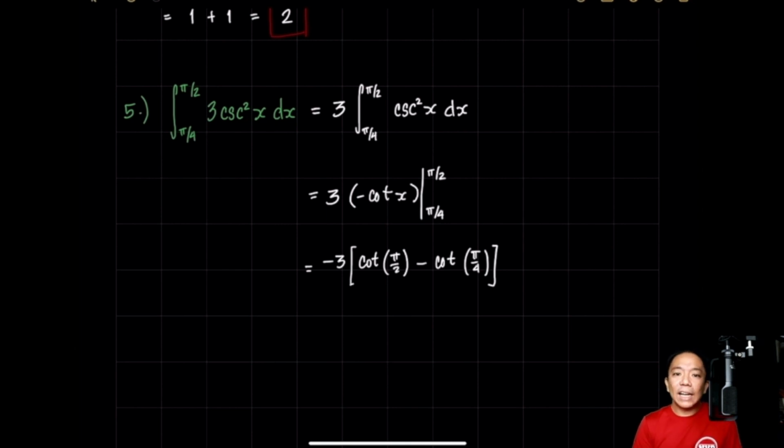Now, ano ba ang cotangent ng pi over 2? This will be cosine pi over 2 over sine pi over 2, so 0 over 1. And ang cotangent ng pi over 4, this will be cosine pi over 4 over sine pi over 4, which is both parehong square root of 2 over 2. So this will be negative 3 times 0 minus 1, which is just equal to 3. So the definite integral of our function, 3 times cosecant squared x, from pi over 4 to pi over 2, it's another nice integer.